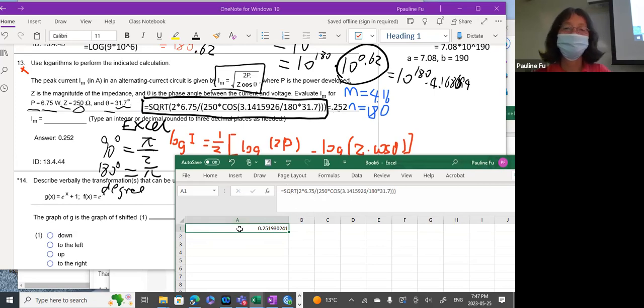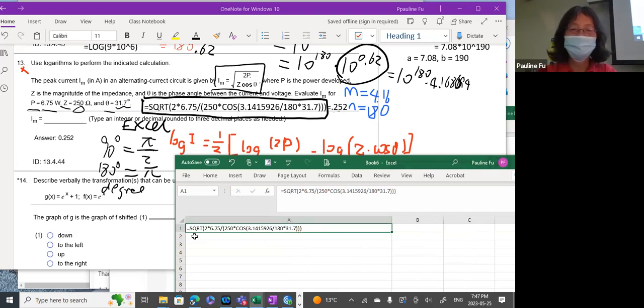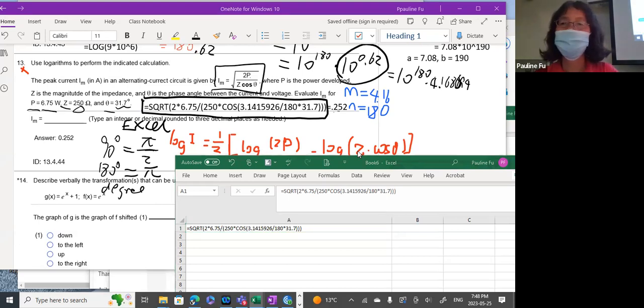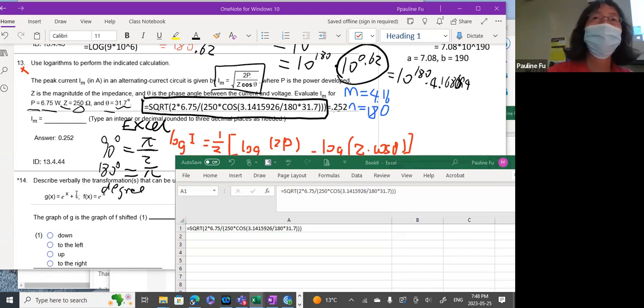If you want to show the formula, this is the exact way I type in Excel. Questions? Okay, so this is question 13. Let me check online chat. No questions, okay. Shall we move to question 14?